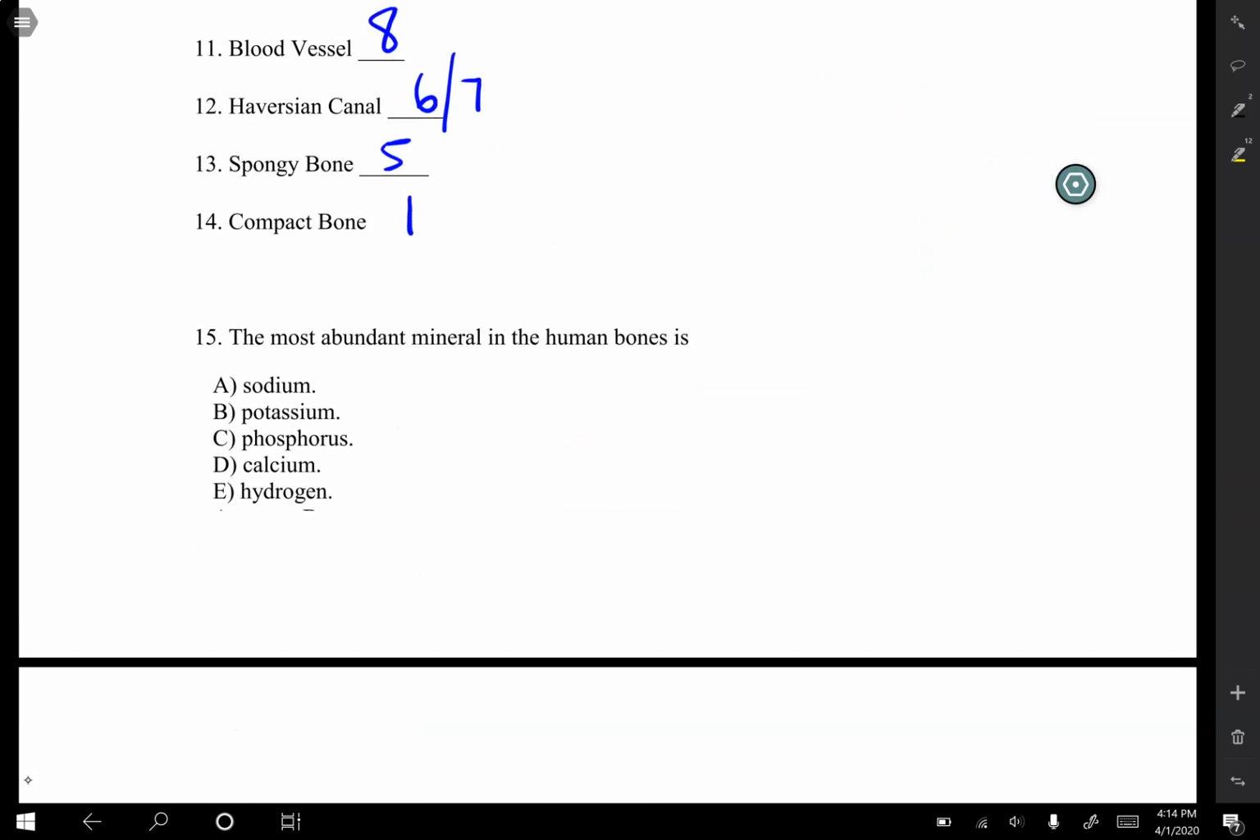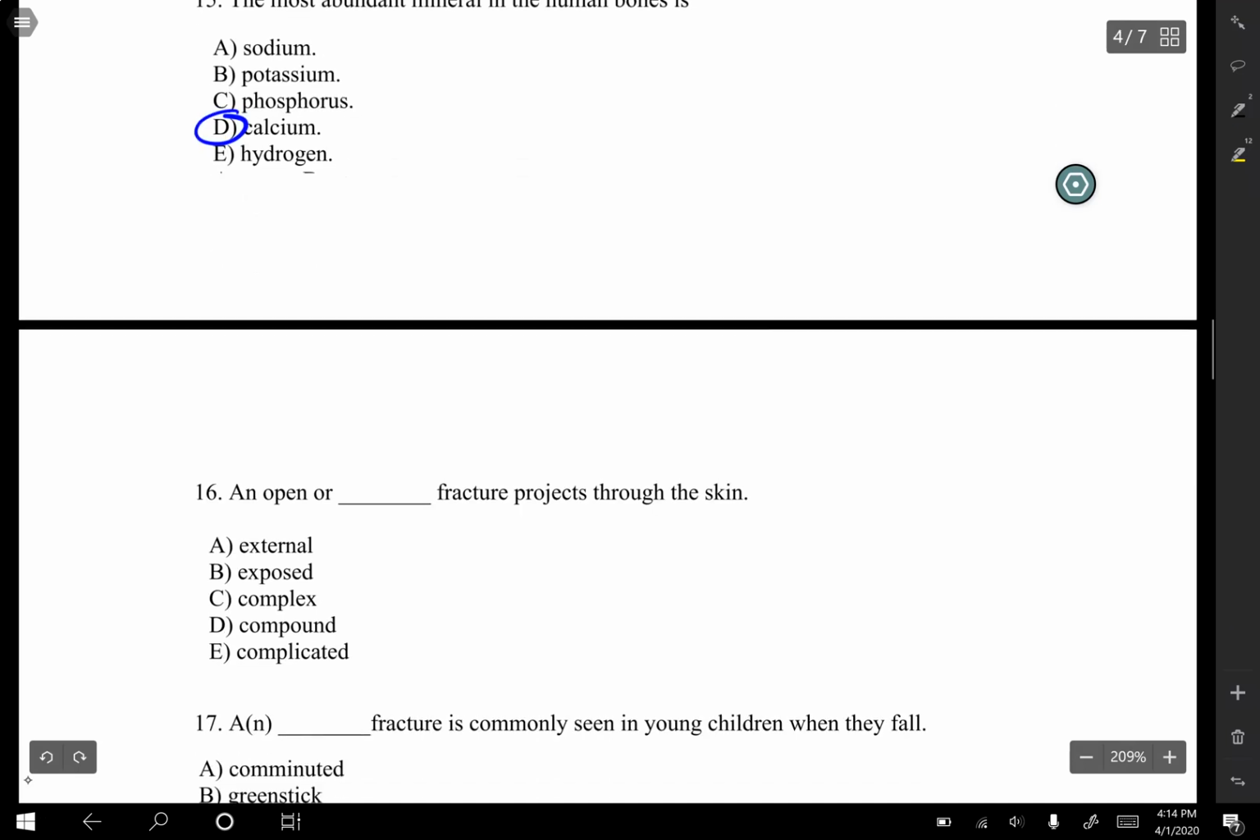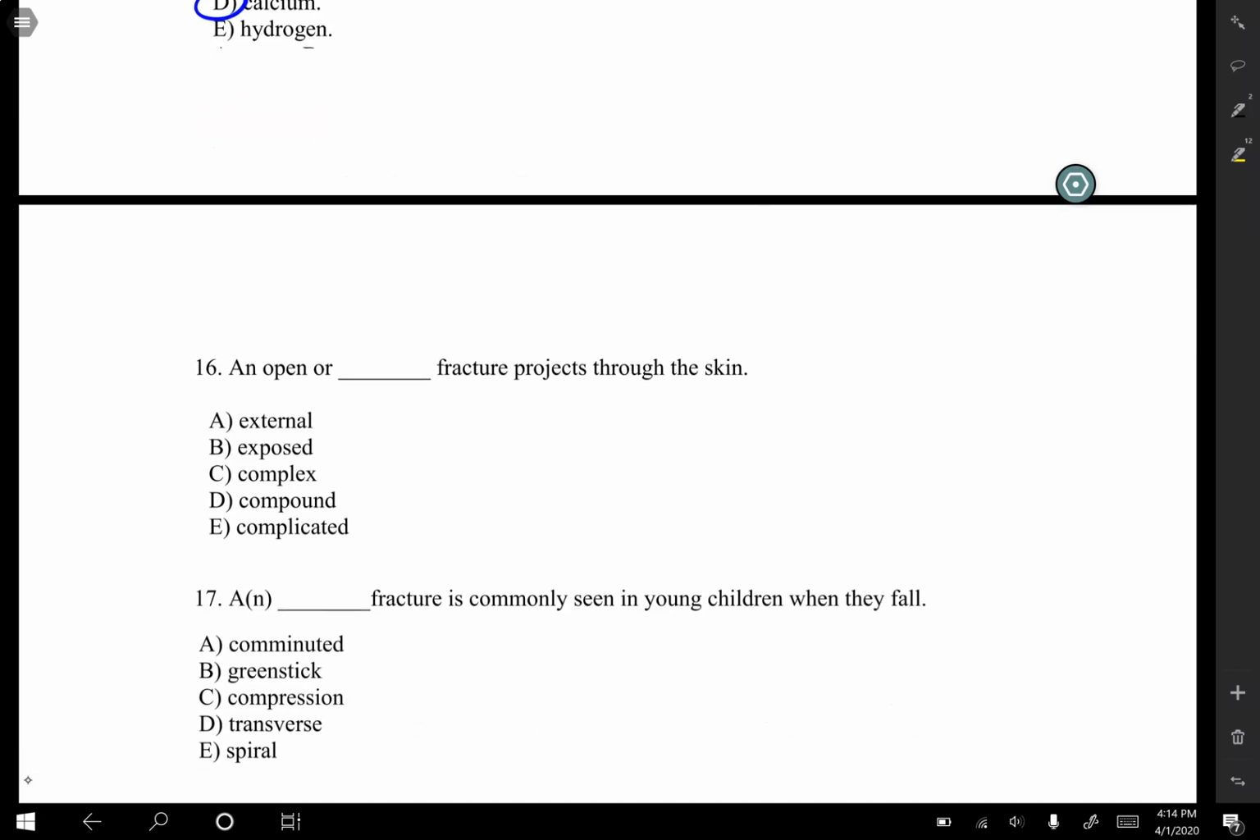The most abundant mineral, pretty much everybody got this, calcium. So I would drink milk to keep our bones strong. This one here, some people put exposed. I never said that, so that doesn't count. This is going to be called a compound fracture.